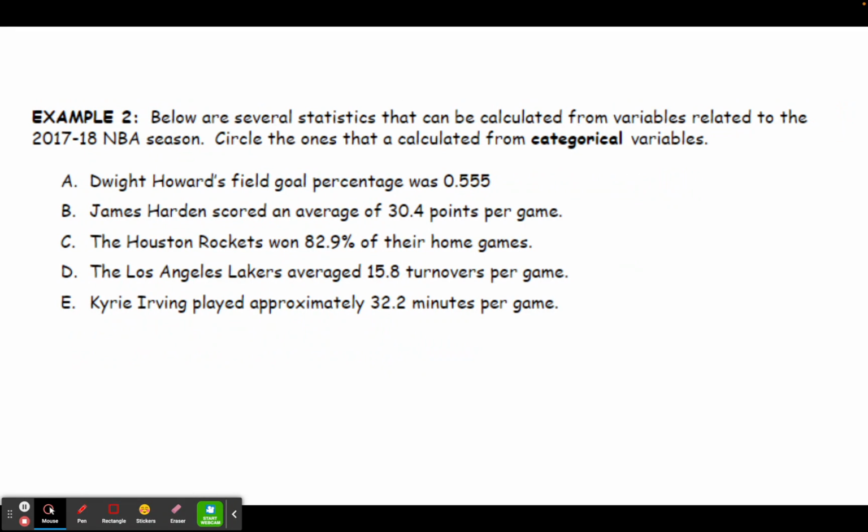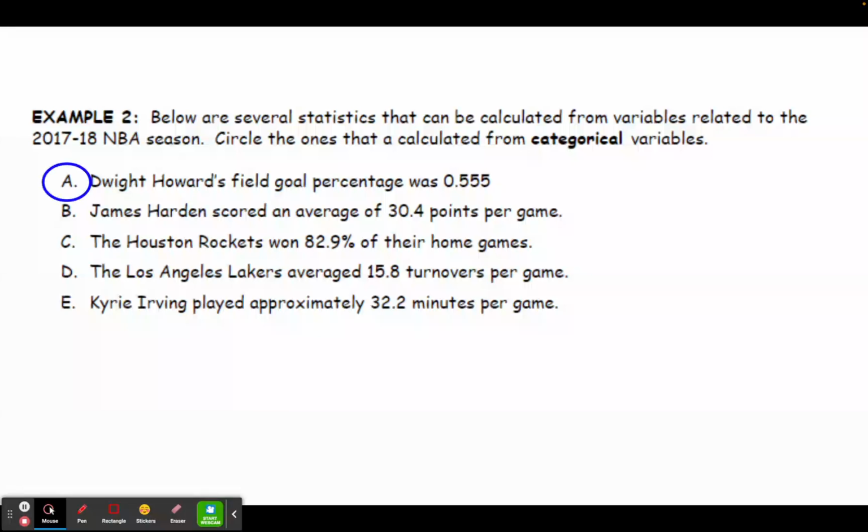In example number 2, we're going to look at different statistics that are calculated from variables related to the 2017-18 NBA season. We're going to circle the ones that are calculated from a categorical variable. Now notice in this case, the statistics that we're reporting are all numbers. But what we have to think about is what were the types of variables that were originally collected in order to calculate that statistic. So for example, Dwight Howard's field goal percentage was 0.555.